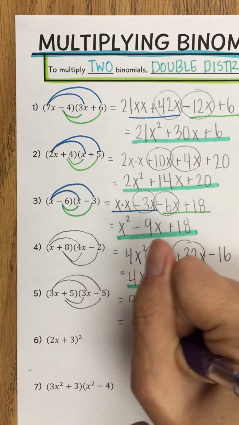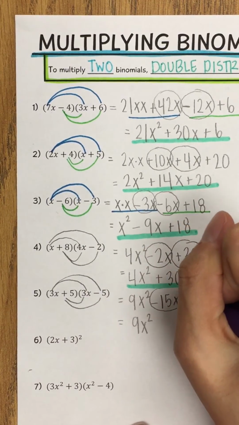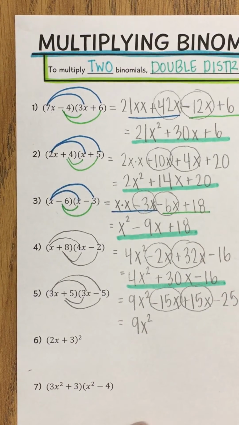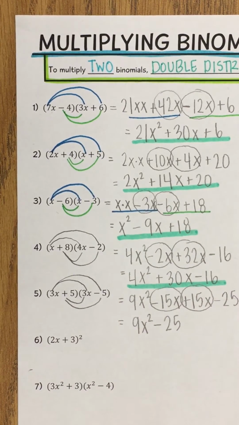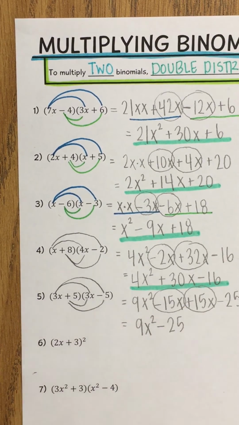So now, when I go to simplify my like terms, hopefully what you guys noticed is that this -15x and this positive 15x cancel each other out. And this guy turns into 9x squared minus 25. So he's the first set that we've seen that is not a trinomial as the answer. It's a binomial as the answer because the 2 middle terms right here ended up canceling out. So I'm going to go ahead and box him up.